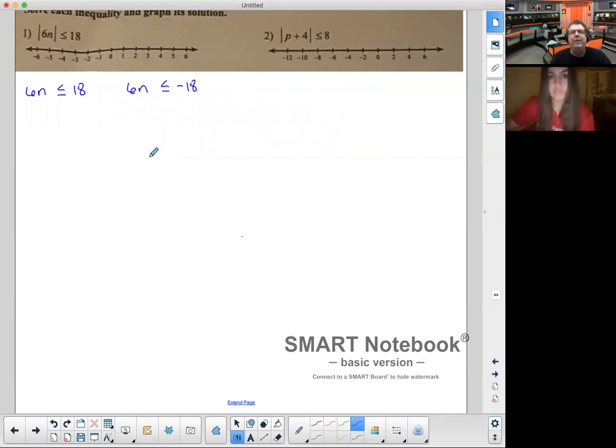Do you remember the thing where you have to flip it sometimes? That's when you multiply or divide both sides by a negative number. But here we're going to divide by a positive number, so we don't have to worry about it. Okay, so divide by 6. And we get n is less than or equal to 3. Is that okay? Yes. And same thing here. Divide by 6. And n is less than or equal to -3.